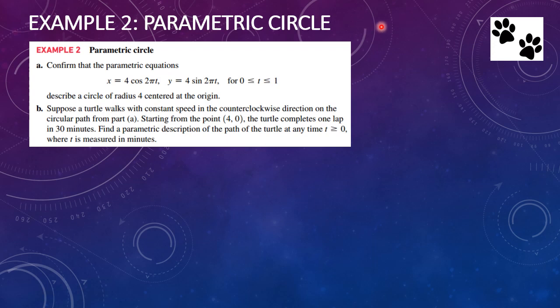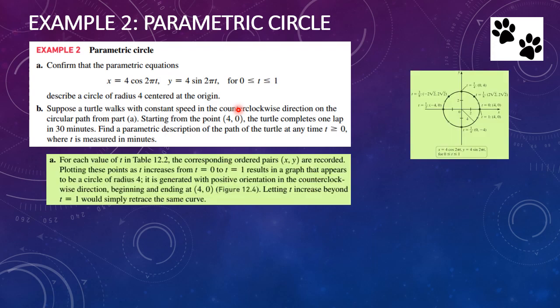Let's look at example 2, a parametric circle. Confirm that the parametric equations x equals 4 cosine 2 pi t and y equals 4 sine 2 pi t for t between 0 and 1 describe a circle of radius 4 centered at the origin. Well, if we plug in values here, we get ordered pairs all the way around the circle that you can see on the diagram to the right.